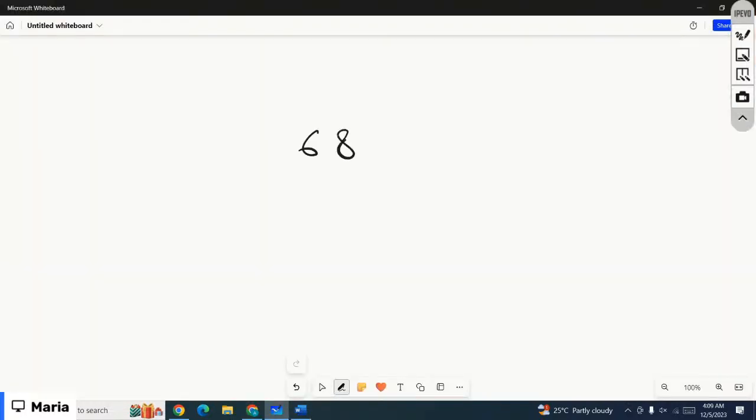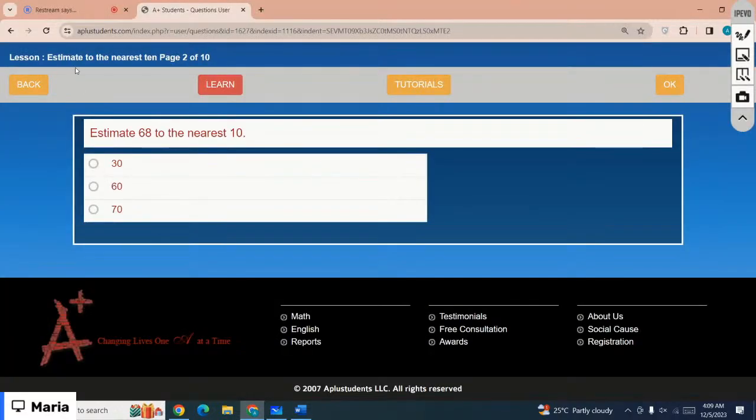Okay, here is 68, right? This is the digit that is at the tens position. Just see the next digit, which is 8. We are working on math. The chapter we are working on is estimation and rounding, and the lesson is estimate to the nearest 10.